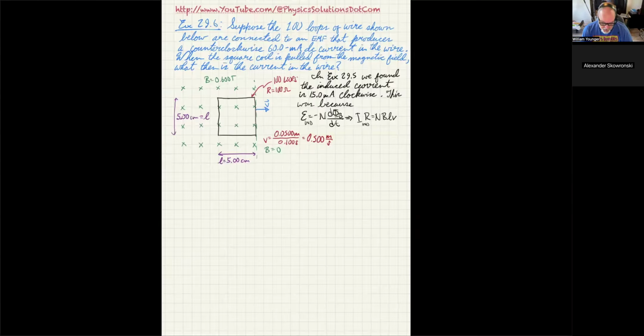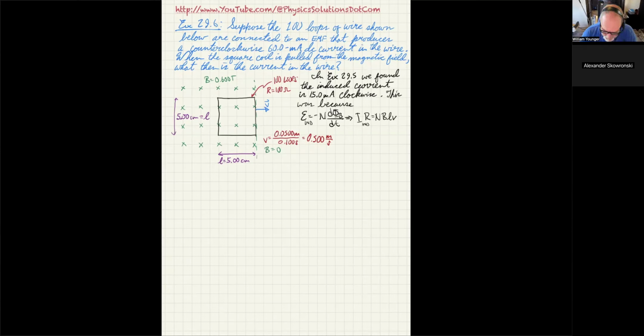So what's going on here is as we're pulling it, we figured out that basically an induced current is occurring. That induced current turned out to be a clockwise current. Y'all should try to verify that now to make sure y'all understand how to use Lenz's law properly. And that clockwise current was in fact 15.0 milliamps.